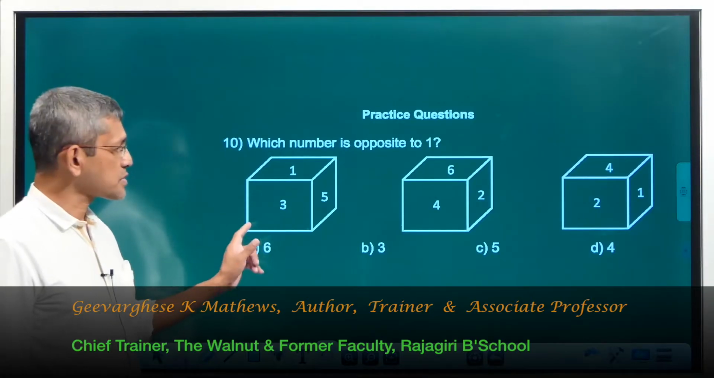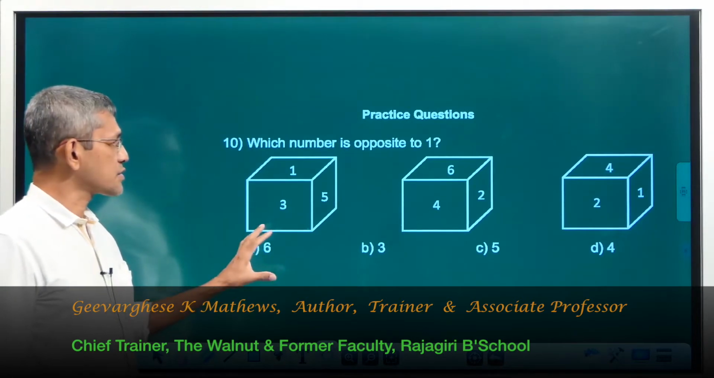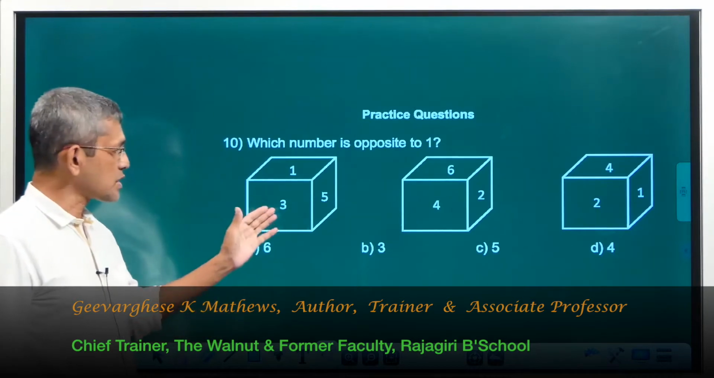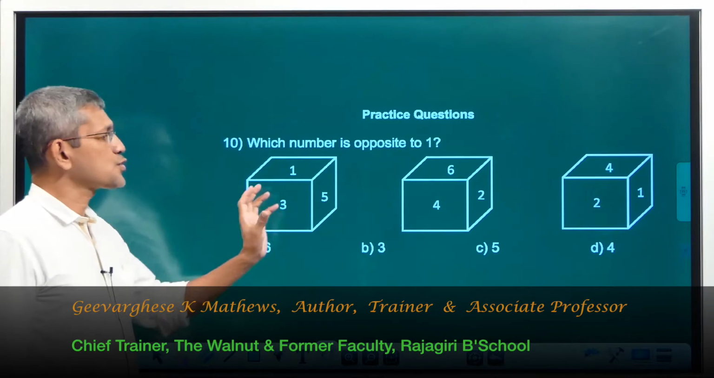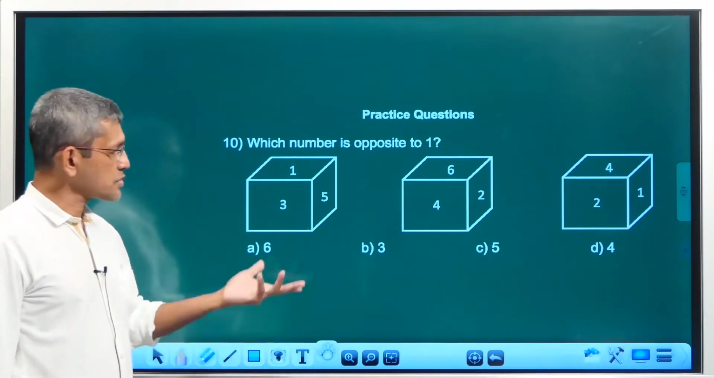Which number is opposite to 1? Okay, so we have 3 images. Now what exactly are we going to do? Pick any 2 images. That means either 1 and 2, or 1 and 3, or 2 and 3. You never know which one is easier for you. So take a look at it.